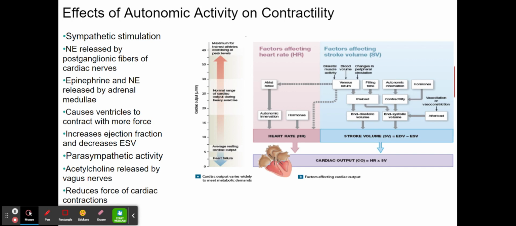Sympathetic stimulation has a positive inotropic effect. It causes the release of norepinephrine by postganglionic fibers of the cardiac nerves and the secretion of epinephrine and norepinephrine by the adrenal medullae. These hormones affect heart rate, as we discussed shortly. They also stimulate alpha and beta receptors in cardiac muscle plasma membranes. This stimulation increases cardiac muscle cell metabolism and the force and degree of contraction. The net effect is that the ventricles contract more forcefully, increasing the ejection fraction and decreasing the ESV.